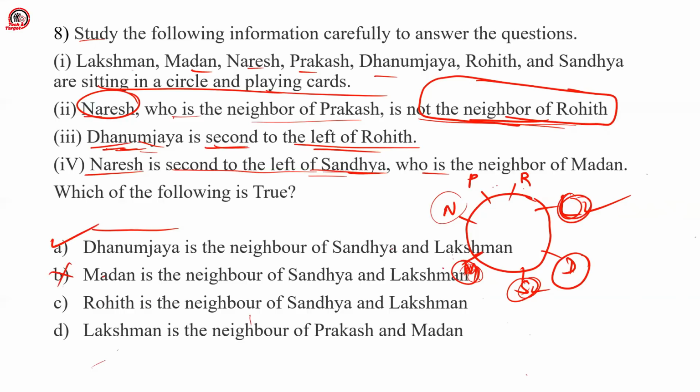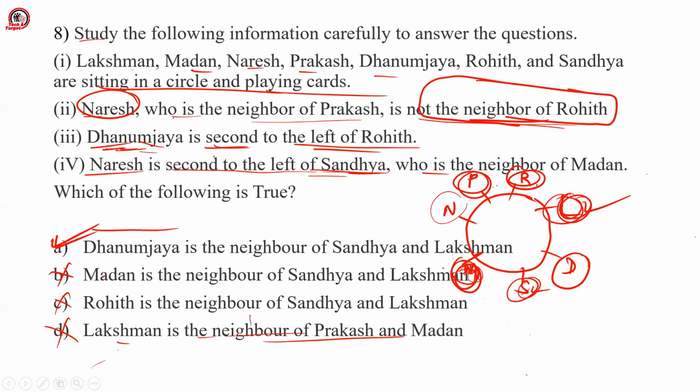Now we'll see for Rohit. Rohit is a neighbor of Sandhya and Lakshman. Sandhya is here, Lakshman is here, Rohit is here. So Rohit is just a neighbor to Lakshman and not Sandhya. So this option is also not true. Now we see Lakshman is a neighbor of Prakash and Madan. So Prakash is here, Madan is over here, and so Lakshman is somewhere over here. So this is not at all true. So we'll not mark this option also. So the only option that satisfies the condition is option A. So we'll mark option A as the right answer for this question, and we will move on.